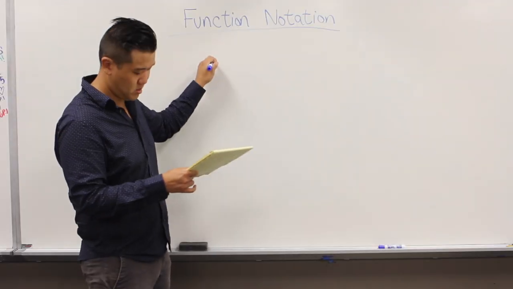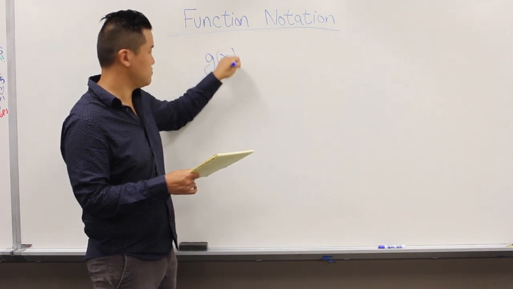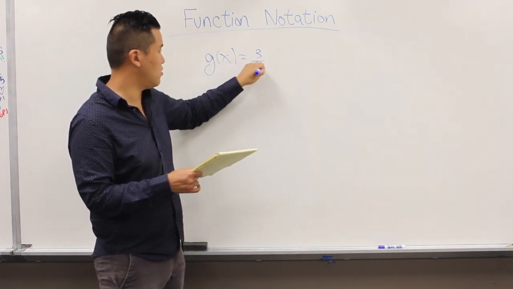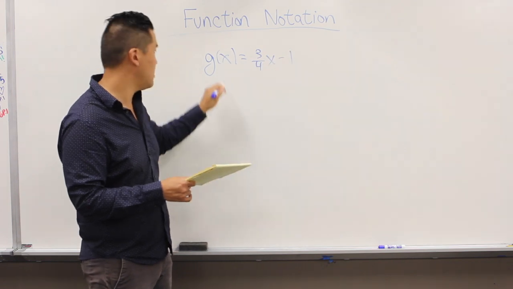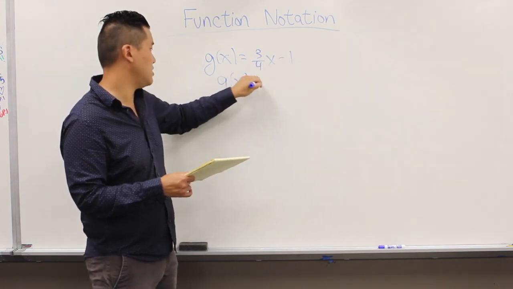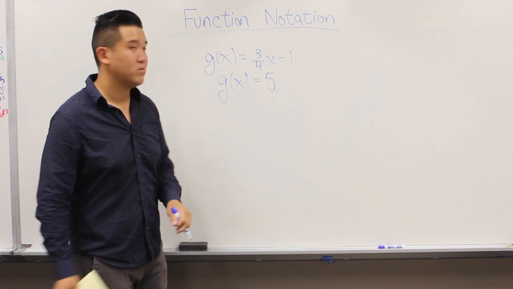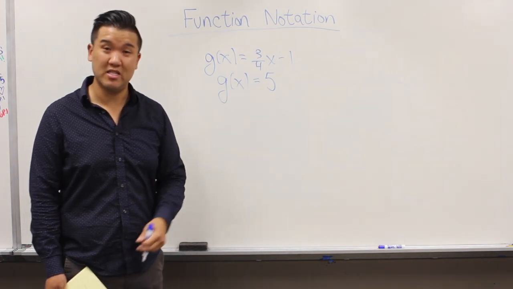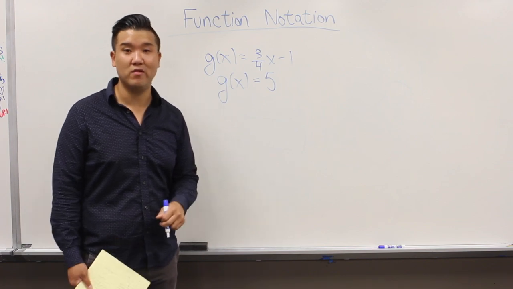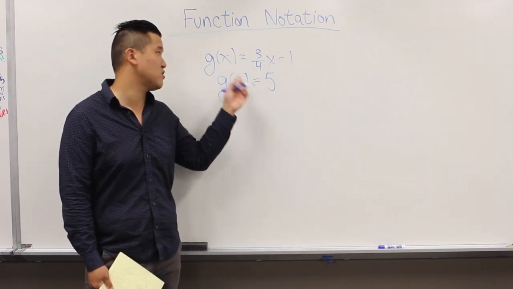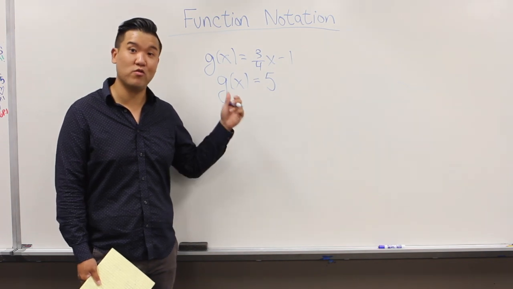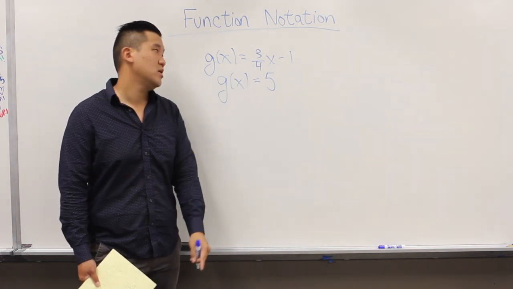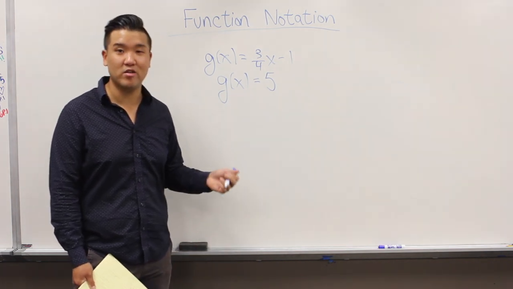Last problem, g of x equals 3/4 x minus 1. I want you to figure out g of x equals 5. So the first part, your hint is what does g of x equals 5 mean? Is it x equals 5 or is it y equals 5? In about 30 seconds to a minute, try your best. There is a fraction. If you struggle with fractions, watch my fraction video and then go back to this. All right, in about 30 seconds to a minute, go.